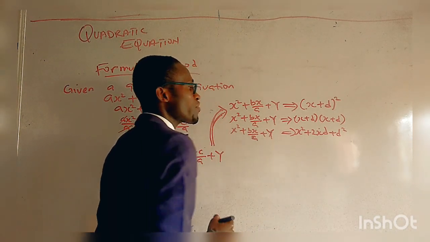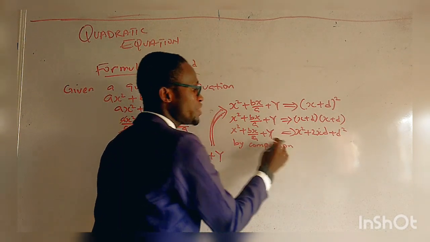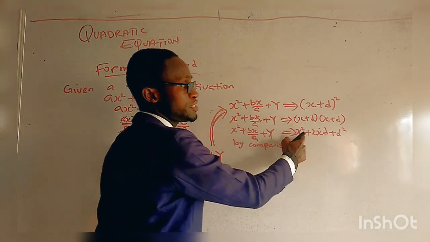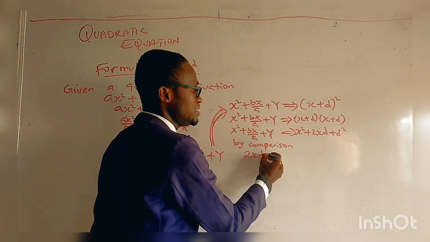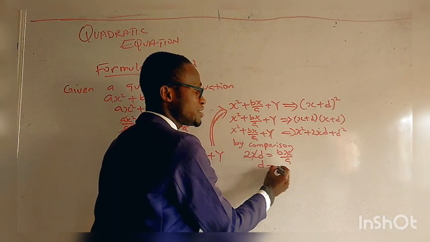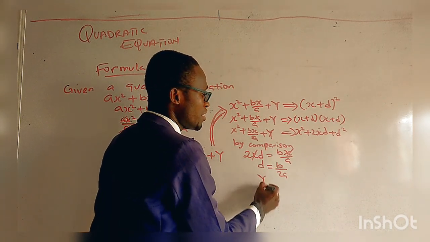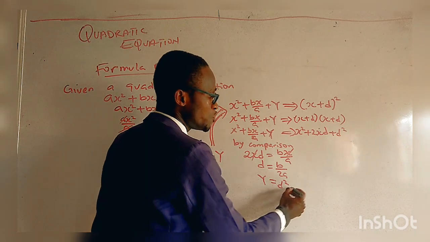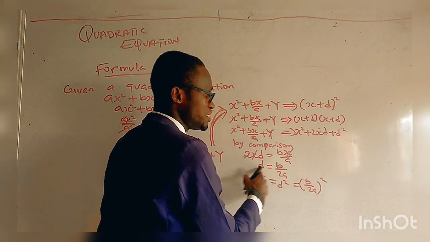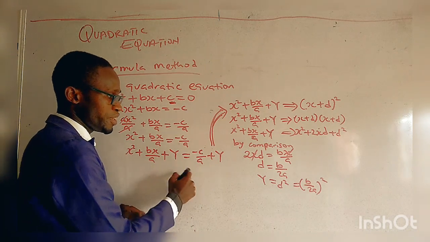By comparing this side of the equation with the other side, you see that x squared is the same as x squared, and 2xd is the same as bx all over a. The x cancels x, so our d is b all over 2a. Now what is our y? Our y is d squared, so y equals b all over 2a squared, since our d is already b all over 2a.